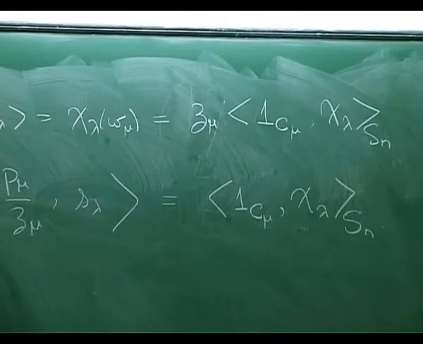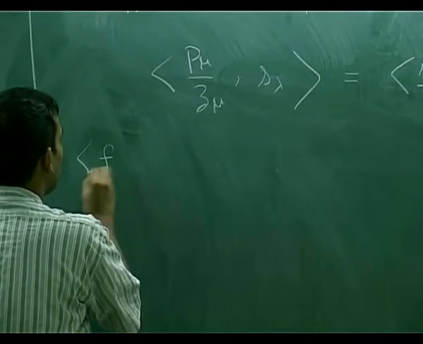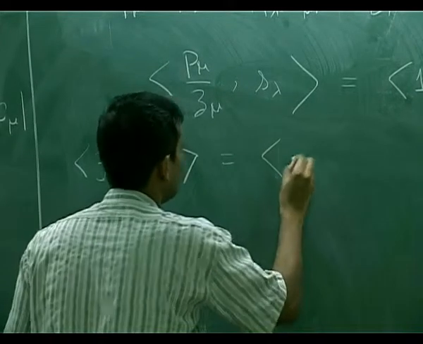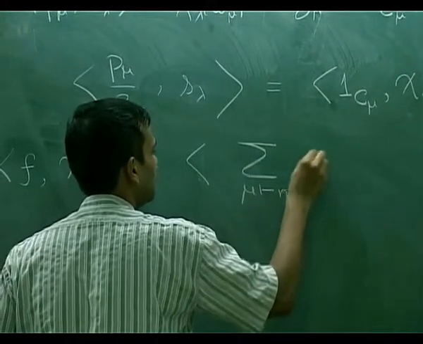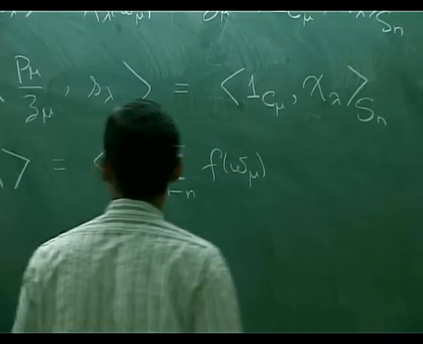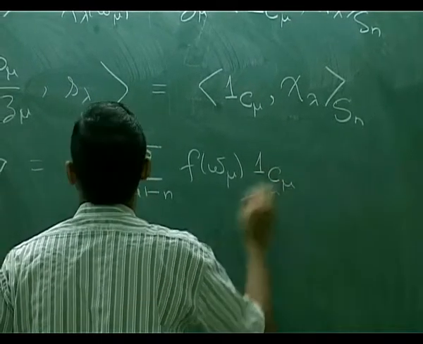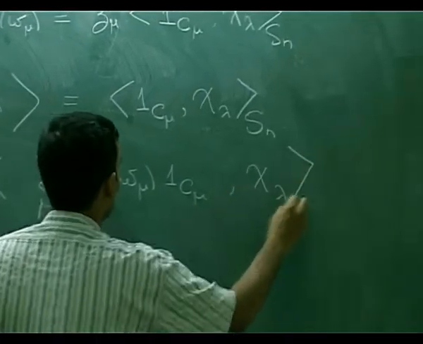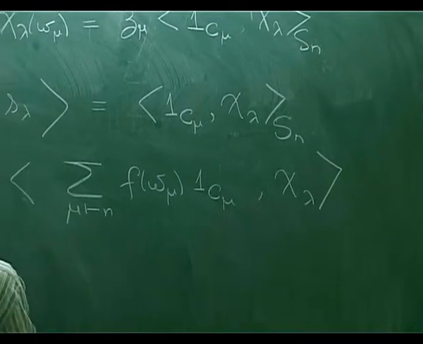Right. So now if you have the general function f, then what you find is that f can be written as summation over mu a partition of n, f of w_mu, and then 1 over c_mu, chi lambda. But then 1 over c_mu times chi lambda is p_mu over z_mu.